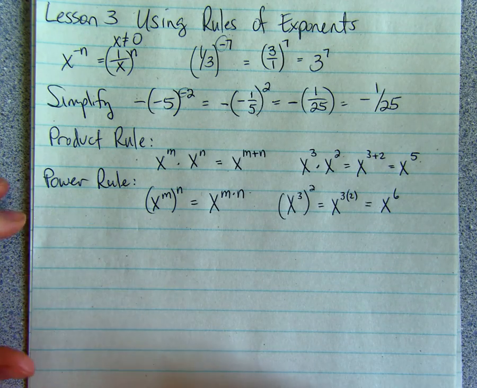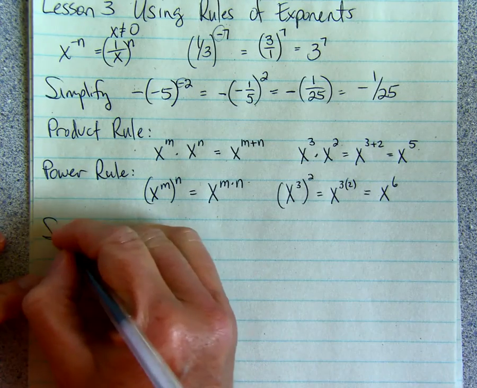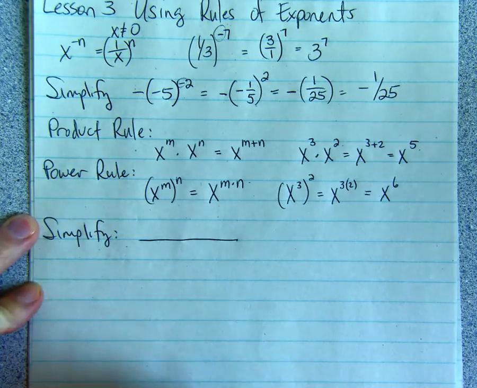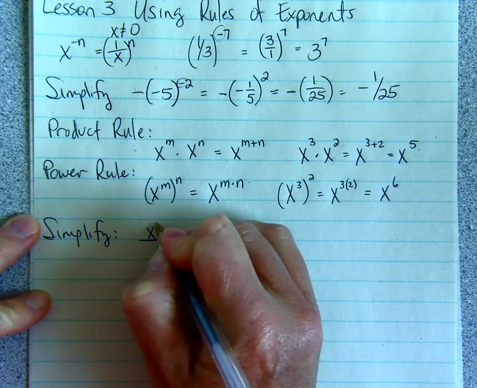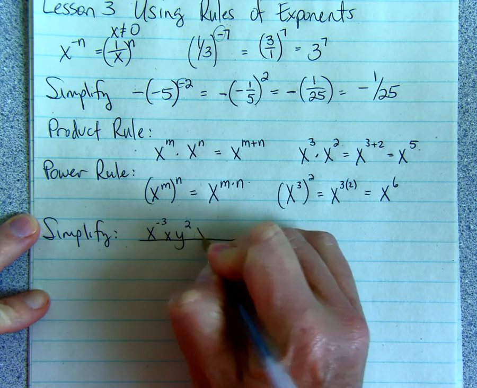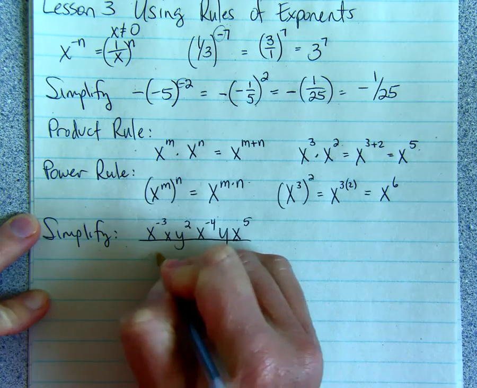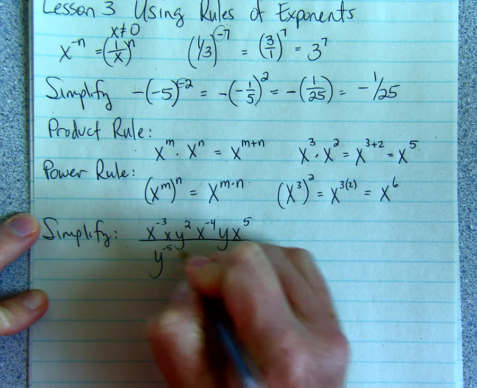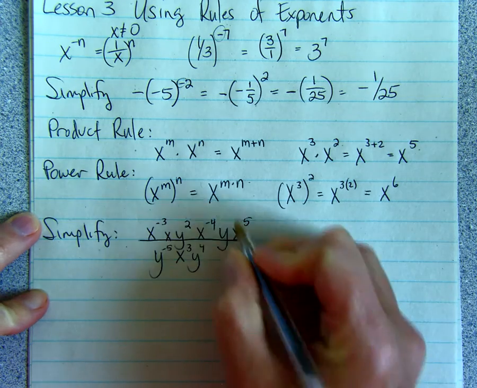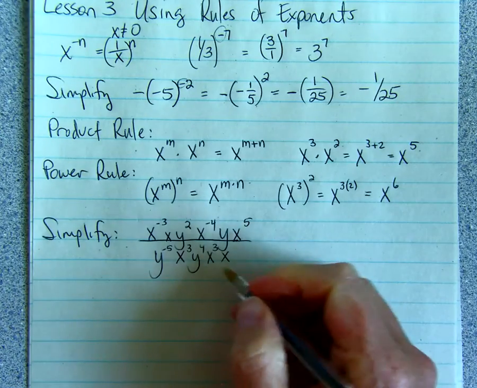Here's an example where you might be asked to simplify a fraction of variables raised to different exponents, all over y to the negative 5th times x cubed times y to the 4th times x cubed times x. So let's say we wanted to simplify this.